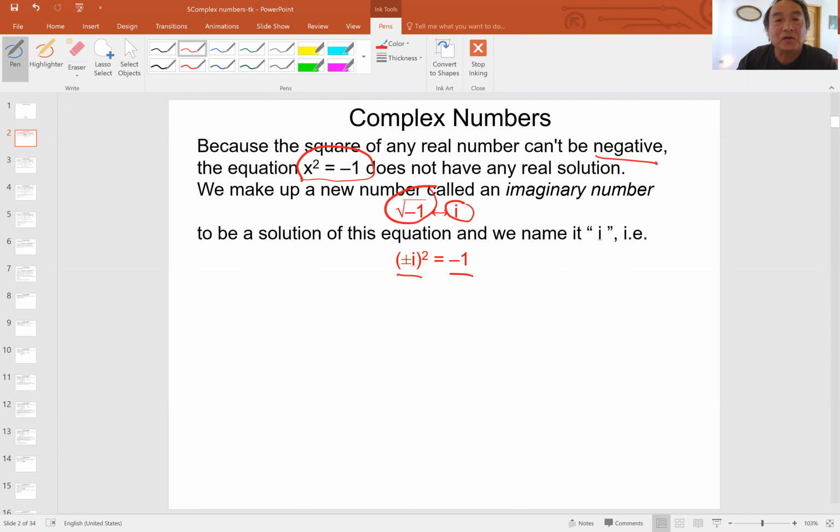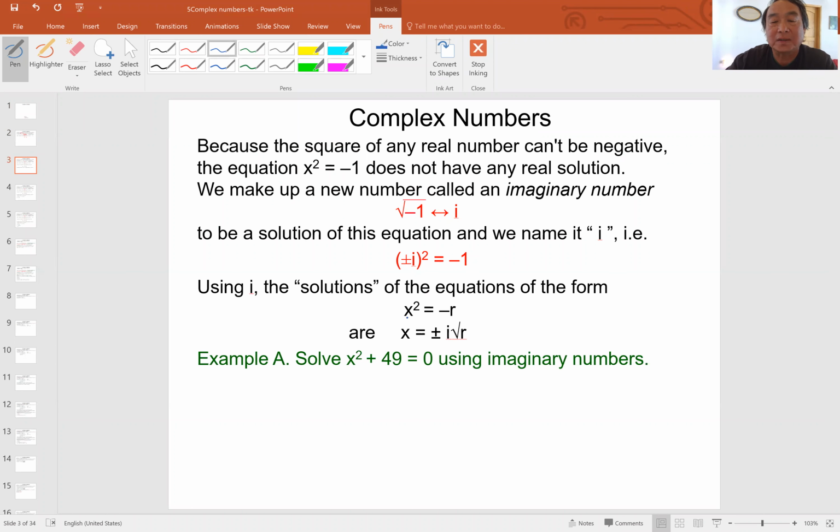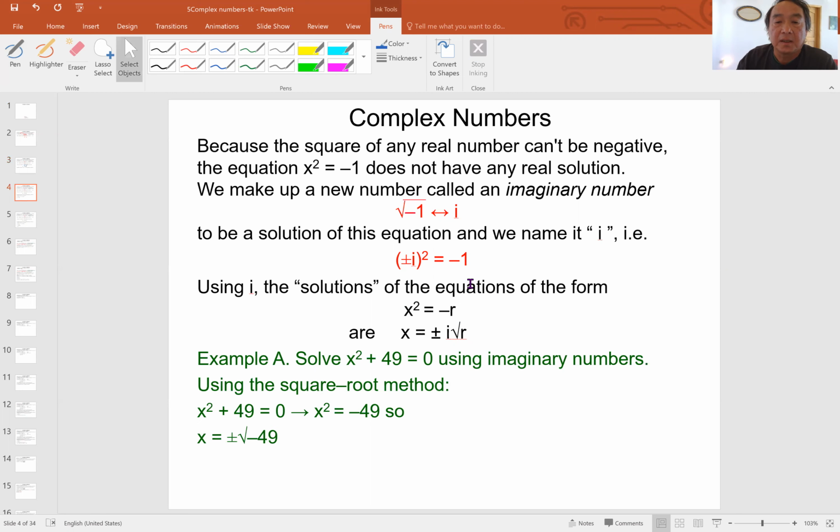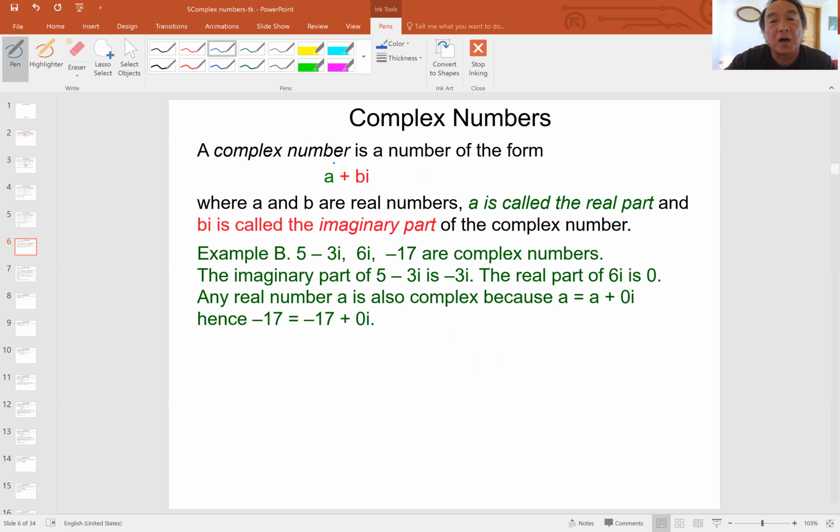We can use this i to make up answers for questions like which number squared is negative, and the answer is that we can pull the i out. For instance, for a number whose square is -49, we get the answers ±7i. Using this i, we add it to the real numbers we already have. Now we have numbers with two parts, the real and imaginary parts. And all these are complex numbers.